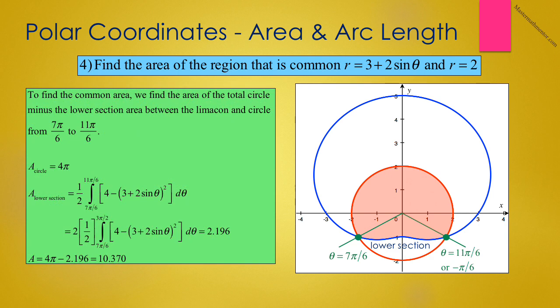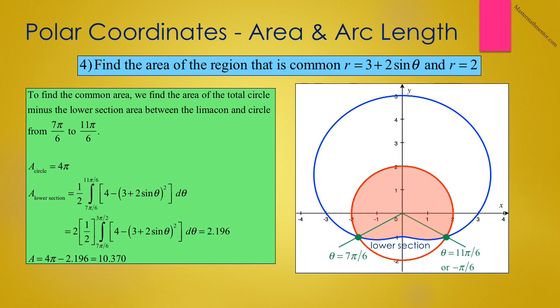Our game plan to find the common area will be to find the area of the total circle and then subtract the lower section area between the limacon and the circle from 7 pi over 6 to 11 pi over 6. The area of the circle is easy, pi r squared or 4 pi. The area of the lower section will be 1/2 the integral from 7 pi over 6 to 11 pi over 6 of the difference between each radius squared. So it is 2 squared or 4 minus quantity 3 plus 2 sine theta squared d theta.